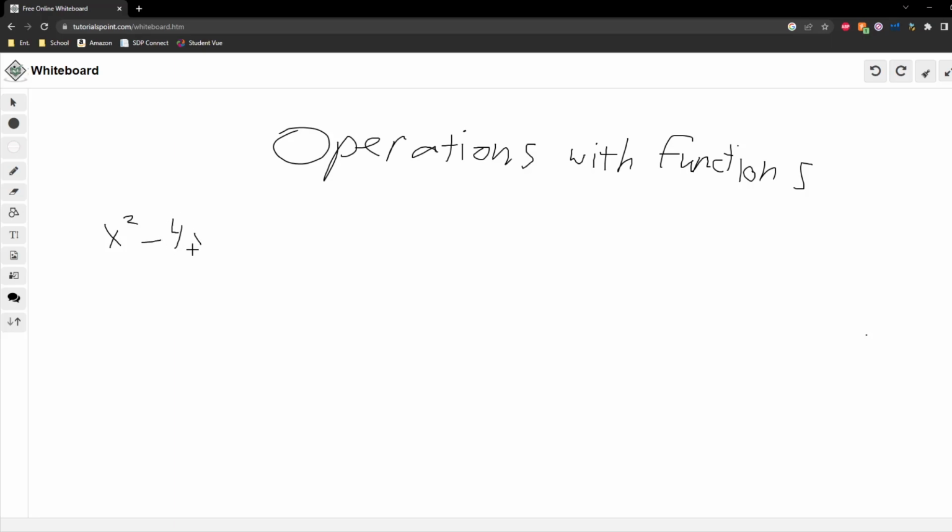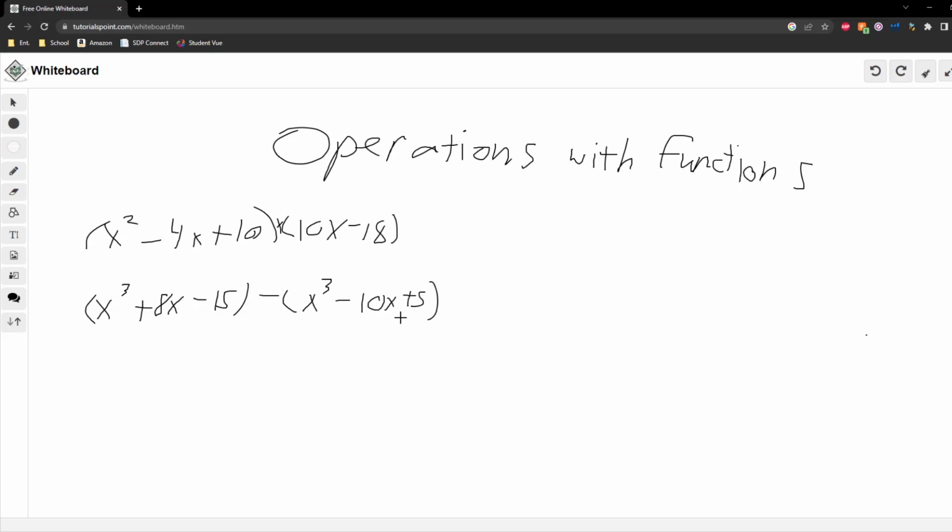x squared minus 4x plus 10 plus 10x minus 18. x cubed plus 8x minus 15 minus x cubed minus 10x plus 5. x squared minus 3 times x plus 6. 2x plus 10 divided by x squared plus 2x minus 15.